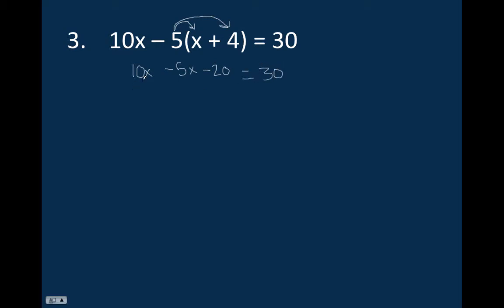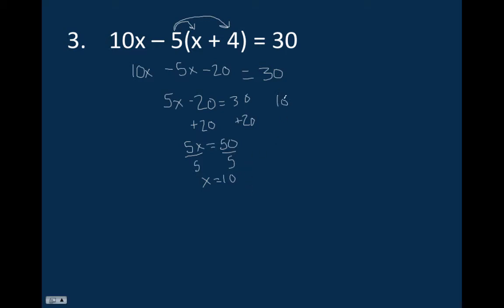Combine like terms. 10x's minus 5x's is 5x. Now we got a negative 20, so we're going to add 20 to each side, inverse operation. So 5x equal 50. Almost done. We've got 5 multiplied by x, so inverse operations, division. X equal 10. I'm getting pretty good, I'm confident, but I always need to check my solution anyways.